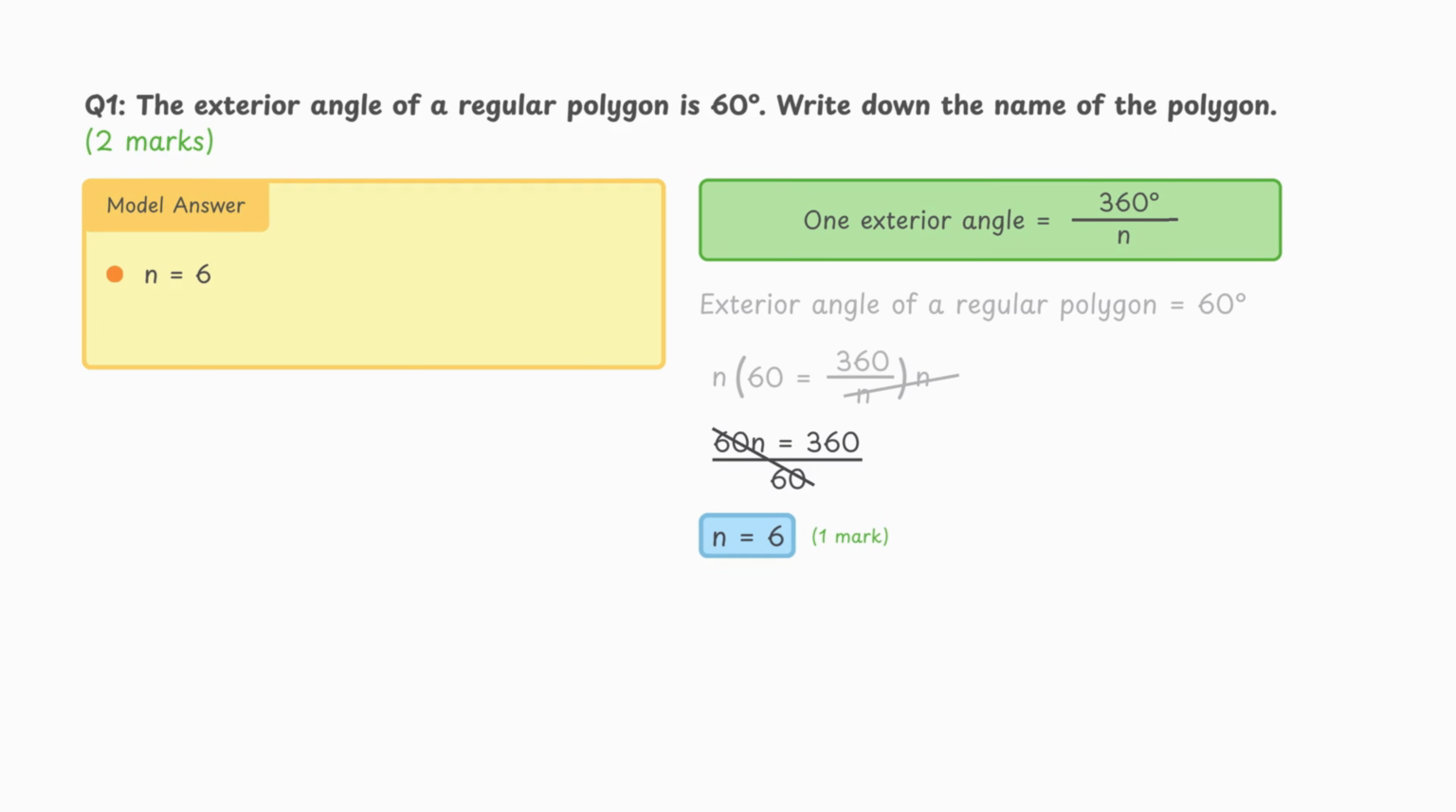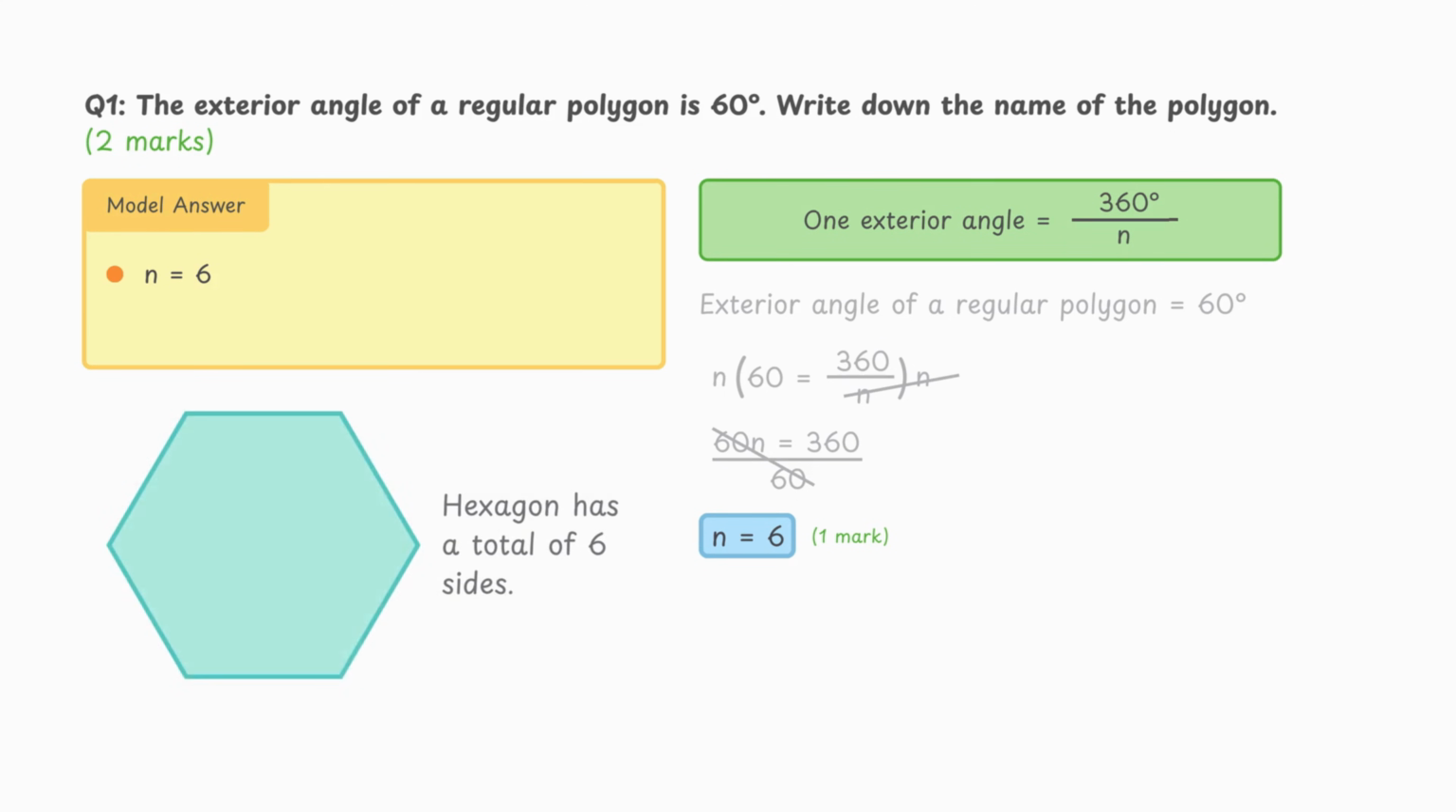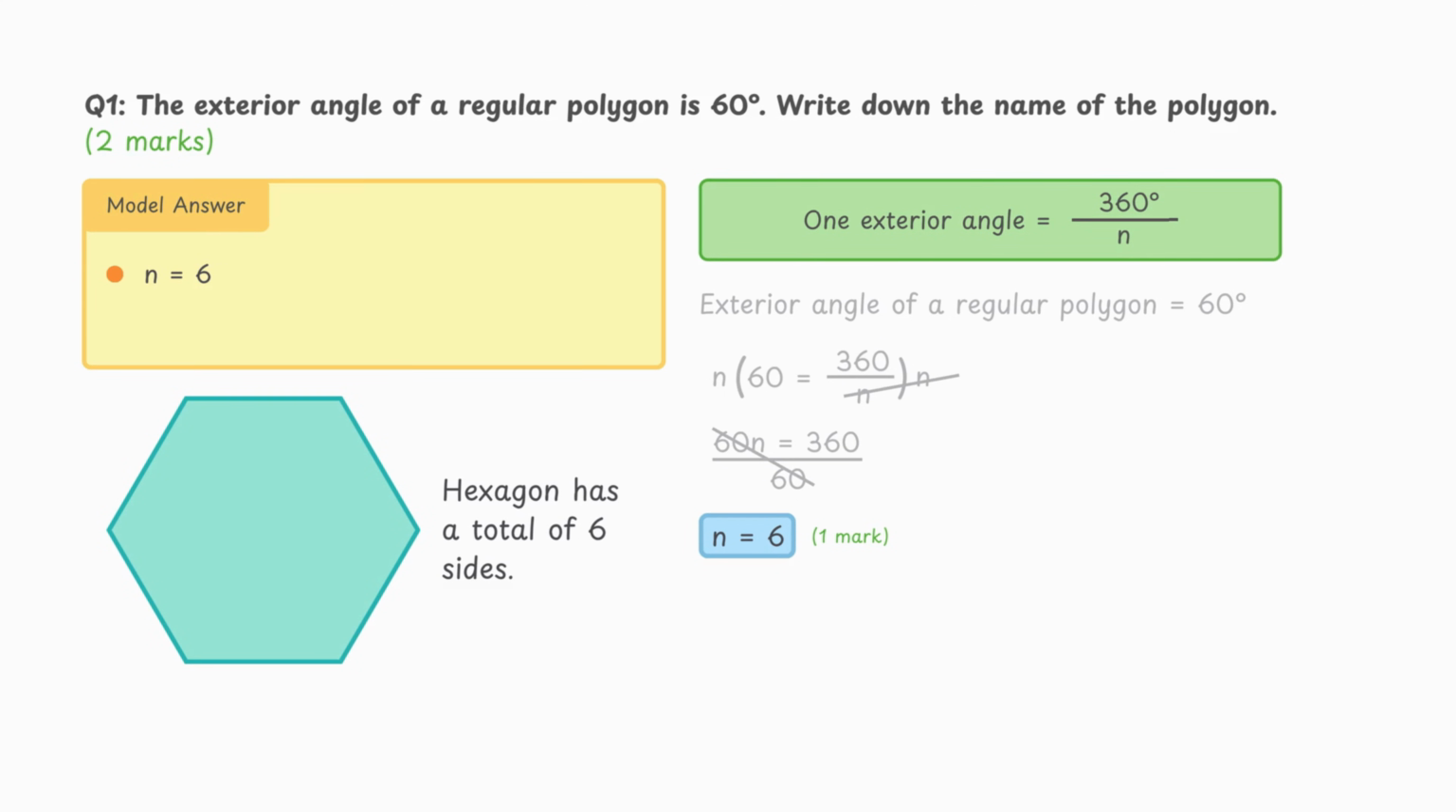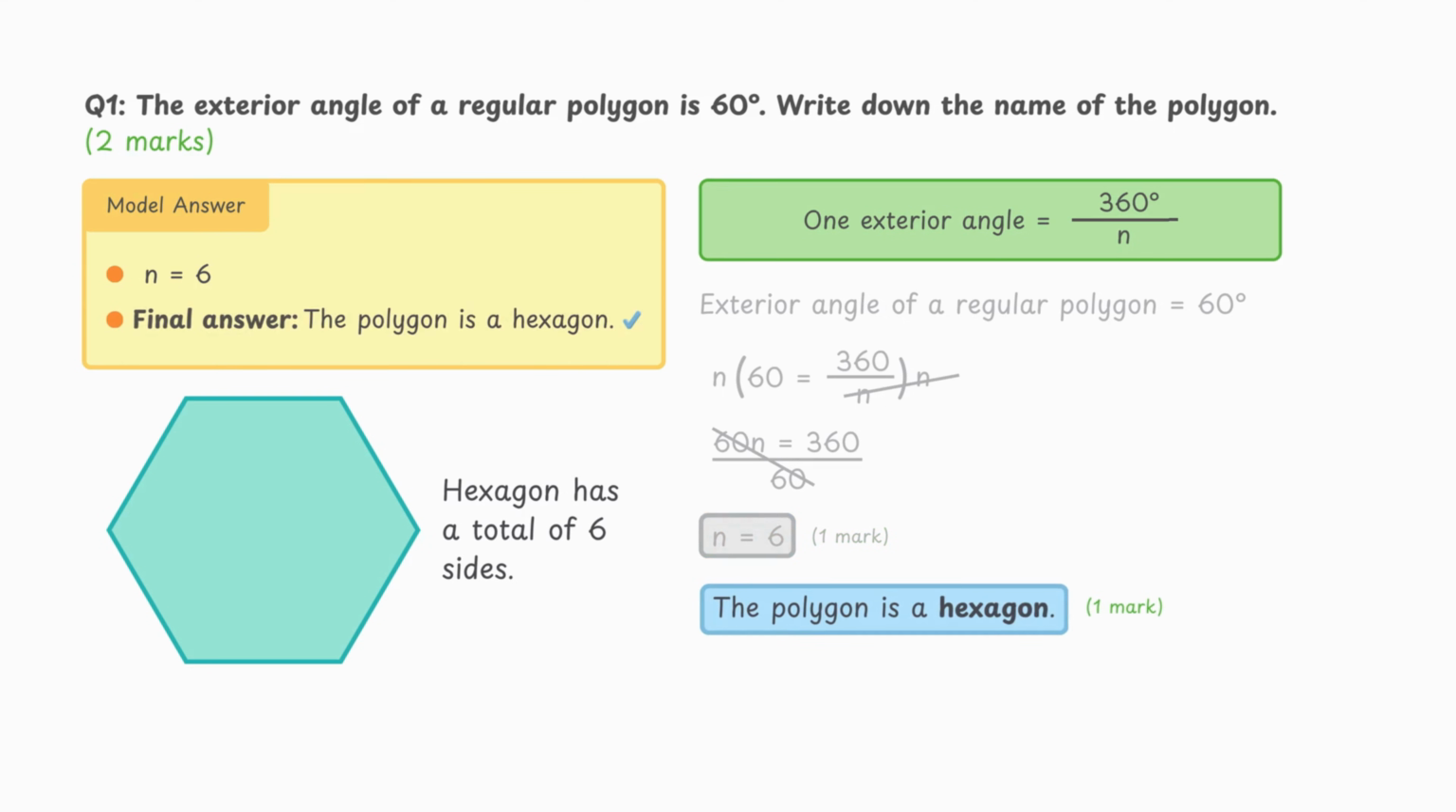This earns 1 mark. Now we interpret what this means. n represents the number of sides of the polygon. So the polygon has 6 sides. A polygon with 6 sides is called a hexagon. This earns the final mark. So the final answer is the polygon is a hexagon.